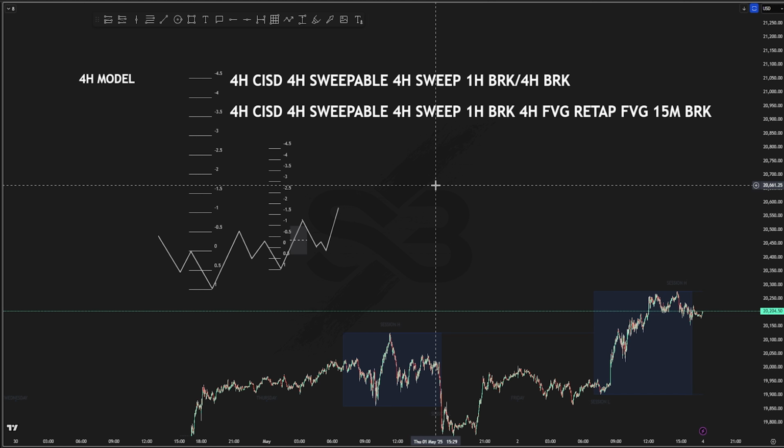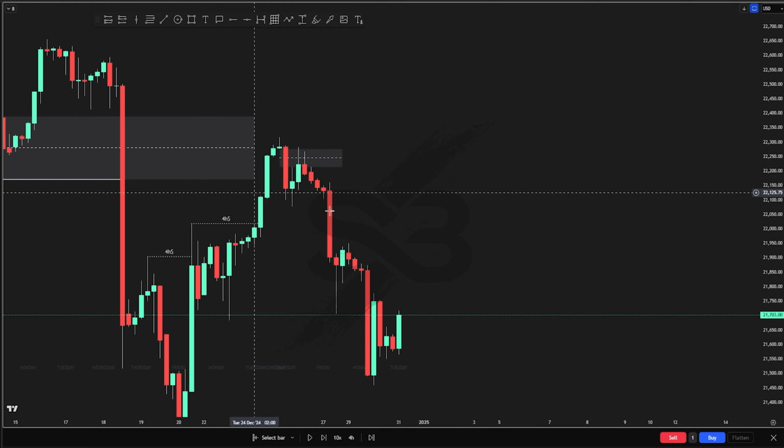So it's a 4-hour CISD, or change in state of delivery, breaker, whatever. Low, high, low, higher high, lower low, giving us our breaker block, which would be this big red candle. Now, once we have that, we look for our sweepable, which is low, high, low, giving us our sweepable here for the first time. We'll zoom in there in a second. I already know that there's no valid play there, but we'll zoom in in a second. So 2 sweepables, and then we get the CB, right? And then we'll zoom in on the CB.